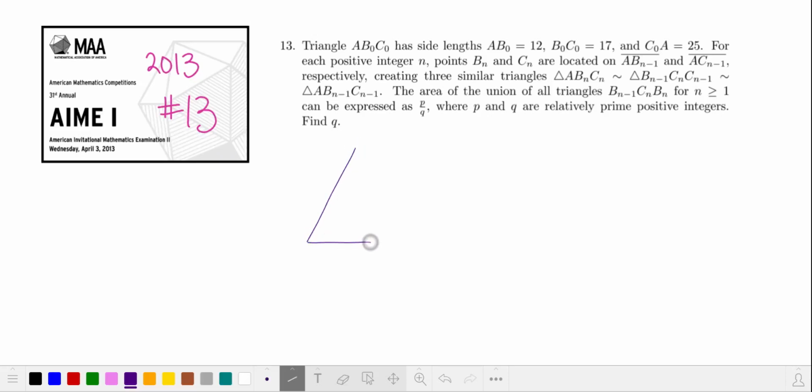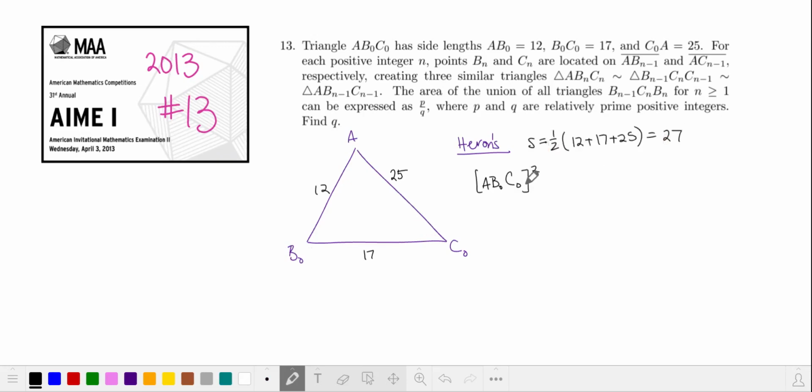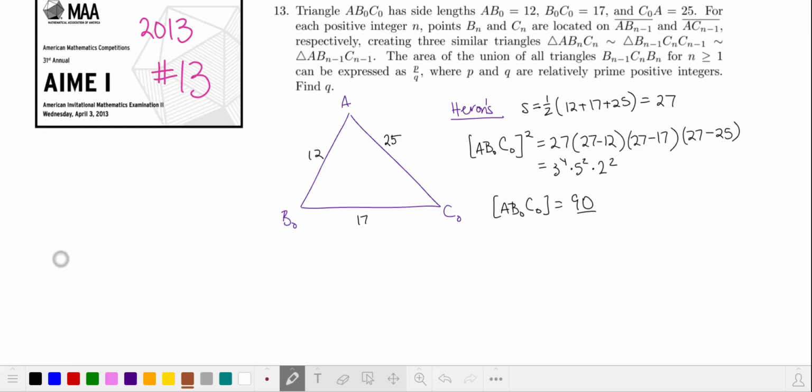First, let's find the area of the original triangle using Heron's formula. The semi-perimeter is 27, so we'll calculate the square of the area, and so the area of our original triangle is 90. Now for n equals 1, we're going to find B1 according to the problem statement on segment AB0.